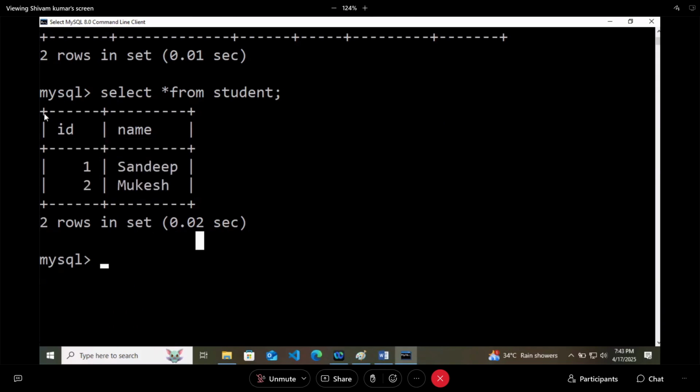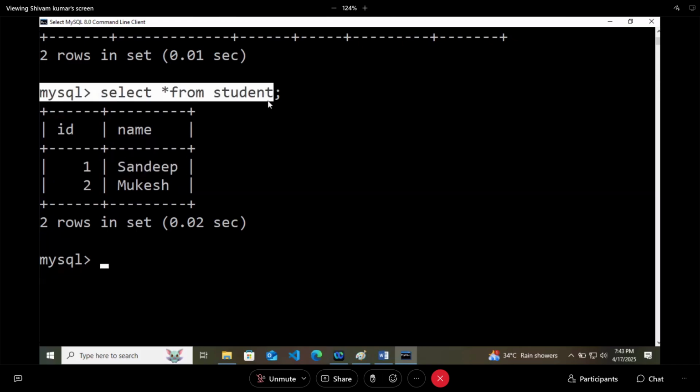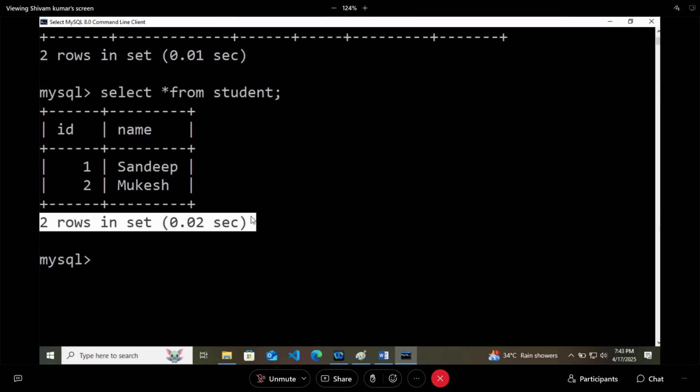How is this data stored here? By creating rows and columns. This ID 1, 2, this is one column. Name Sandeep, Mukesh, this is one column. So this is one row, this is another row. So data is stored in rows and columns. That's why we are calling it a relational database. And this database is a MySQL database.